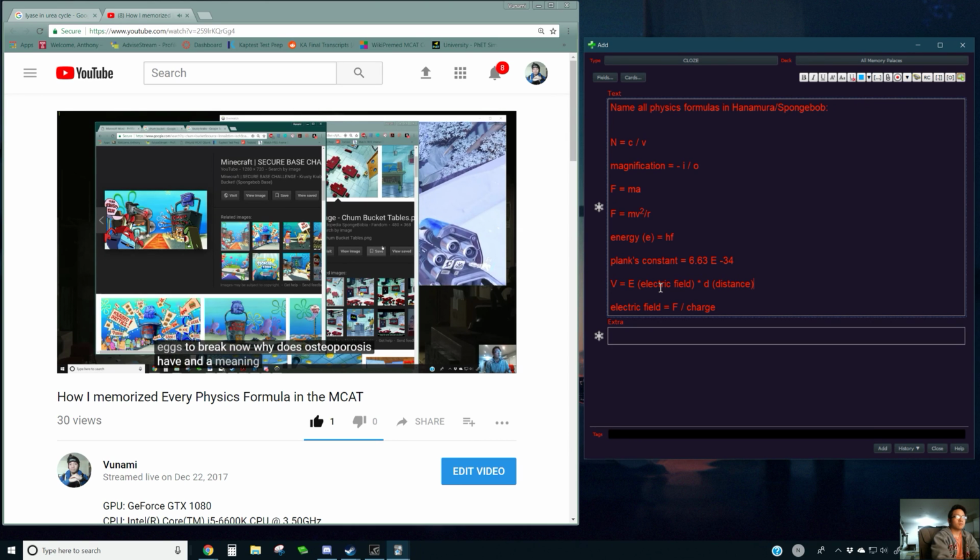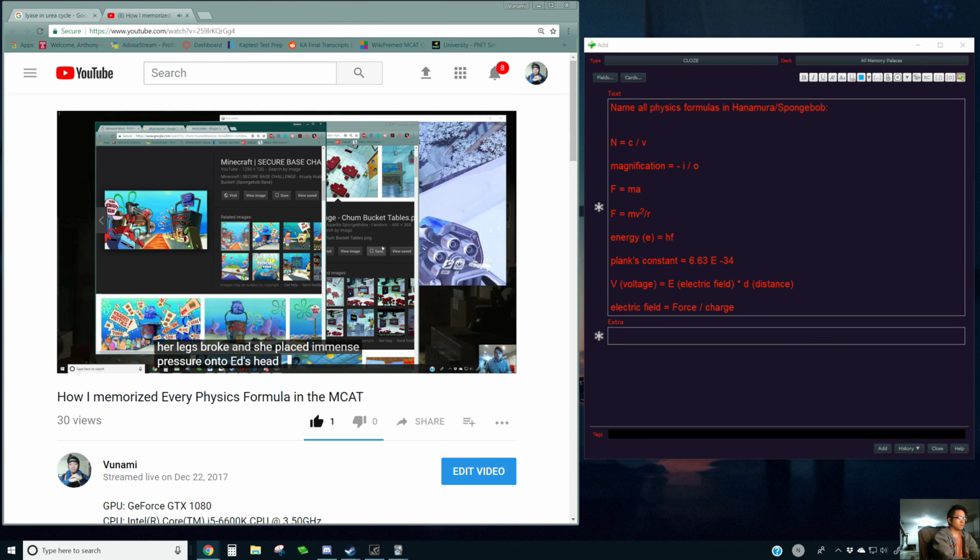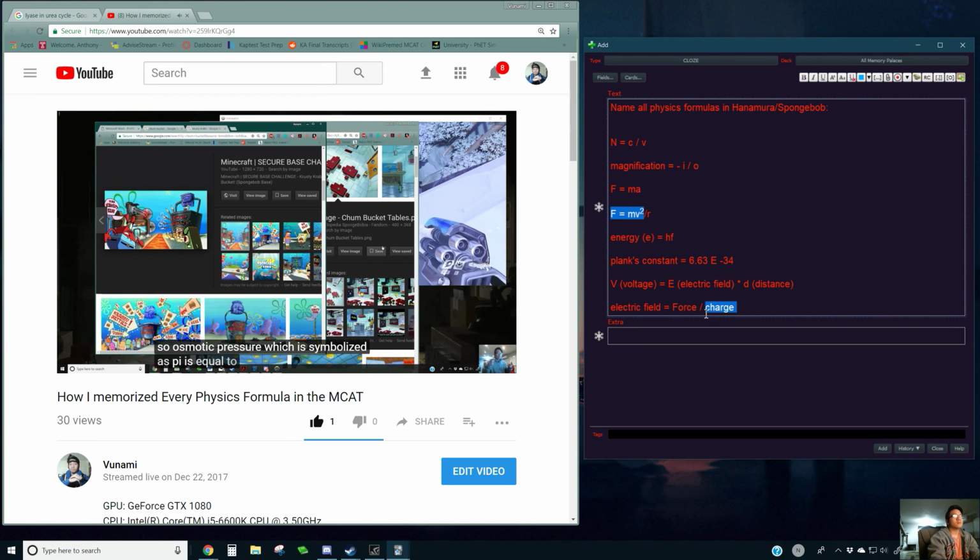Now, why does osteoporosis have a meaning here? Well, basically, we're thinking about osmotic pressure. Okay, so placing pressure on her skates to penetrate through Ed's head to decapitate him, but at the same time, she has osteoporosis. So, the bones in her legs broke, and she placed immense pressure onto Ed's head, decapitated him. This is done in order for her to really get into MIT. So osmotic pressure, which is symbolized as pi, is equal to capital R MIT.